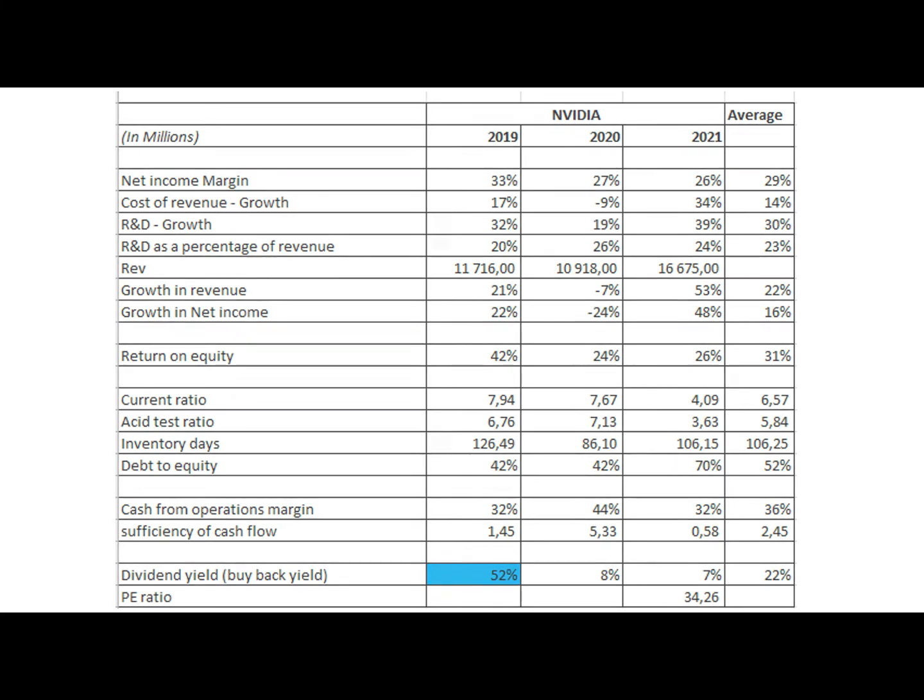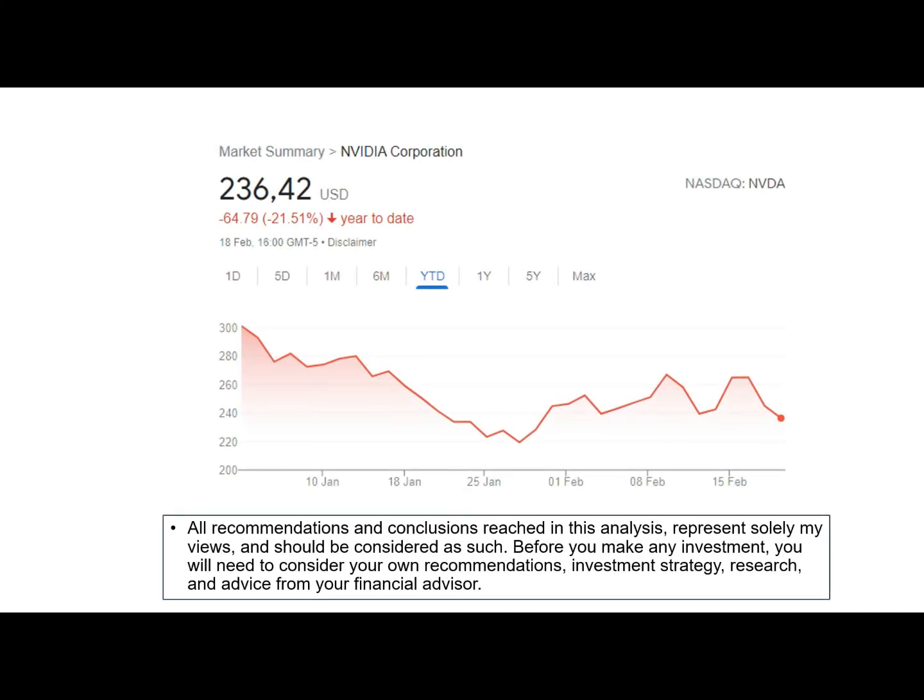Overall, Nvidia, very attractive company. Again, that just goes into that market correction that's been happening since the beginning of the year. But again, a very attractive company at a very cheap PE. Yeah, thumbs up for me from this company. I like it.